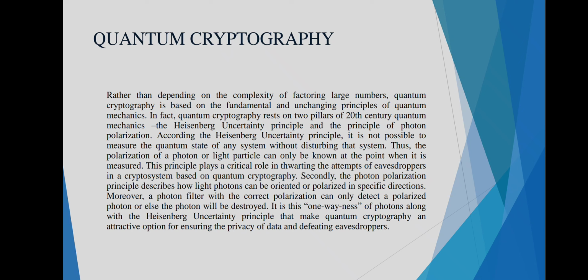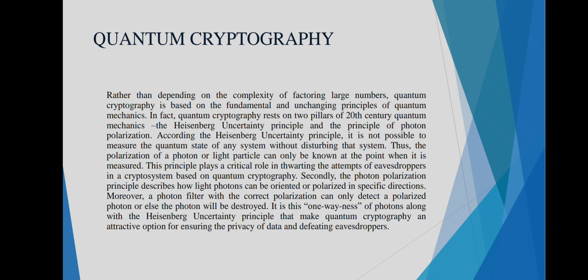The photon polarization describes how light photons can be oriented. This means how light particles are transmitted or polarized in specific directions. There are certain directions for the flowing of photons. Moreover, a photon filter with the correct polarization can only detect a polarized photon, or else the photon will be destroyed. That is, a photon filter with the correct polarization can only detect a message. Otherwise, the photon will be destroyed.